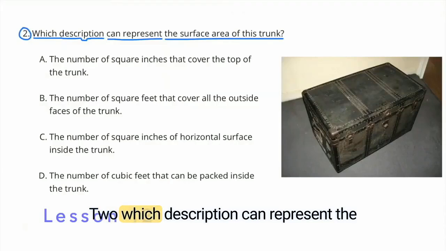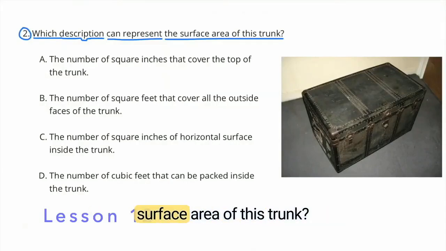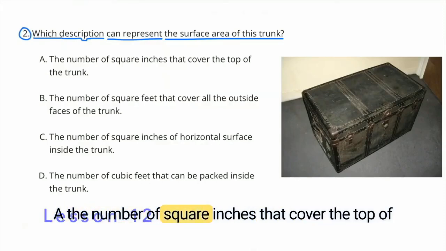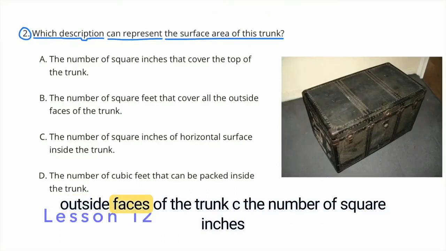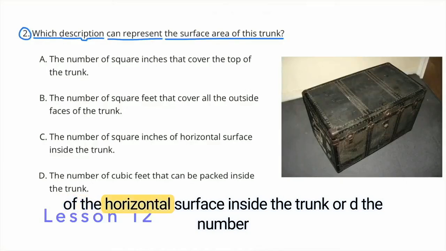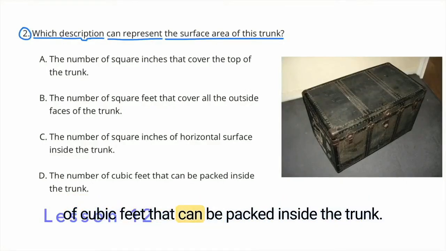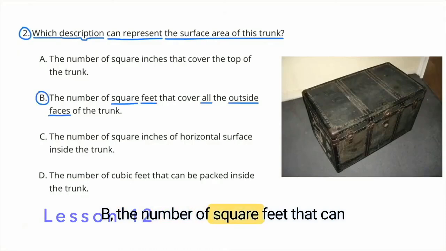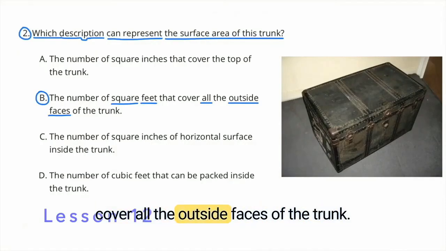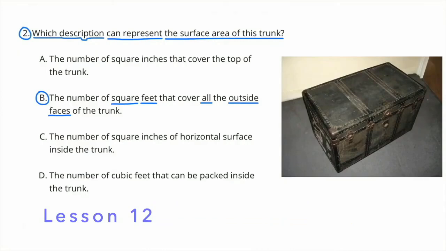Number 2. Which description can represent the surface area of this trunk? A. The number of square inches that cover the top of the trunk. B. The number of square feet that cover the outside faces of the trunk. C. The number of square inches of the horizontal surface inside the trunk. Or D. The number of cubic feet that can be packed inside the trunk. B. The number of square feet that can cover all the outside faces of the trunk.